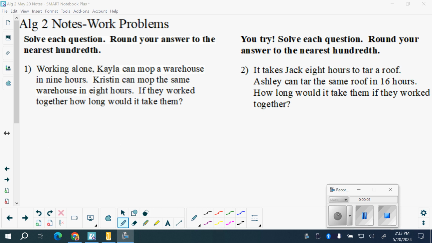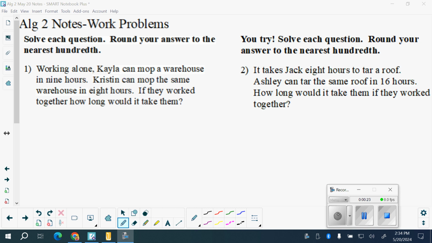Okay, work word problems. So, working alone, Kayla can mop a warehouse in 9 hours. Kristen can mop the same warehouse in 8 hours. If they work together, how long would it take them?